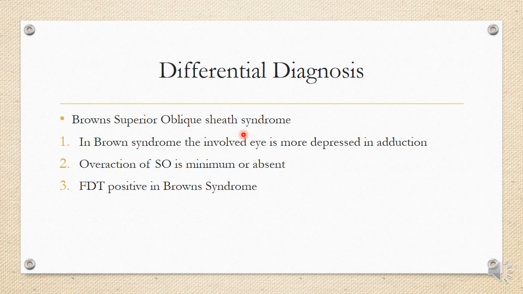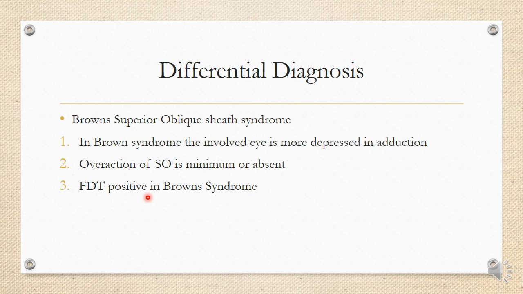Simply, it can be differentiated in that the involved eye is more depressed in adduction. In Brown syndrome, the involved eye will be more depressed in adduction, whereas overaction of superior oblique is minimum or absent. In inferior oblique paralysis, there will for sure be a superior oblique overaction, and the force reduction test will be positive in Brown syndrome, whereas it will not be positive in inferior oblique palsy.